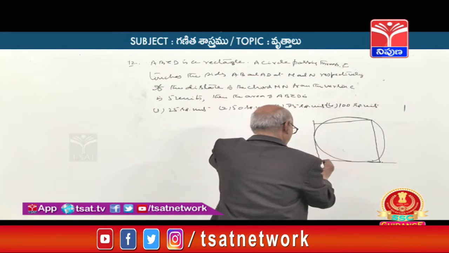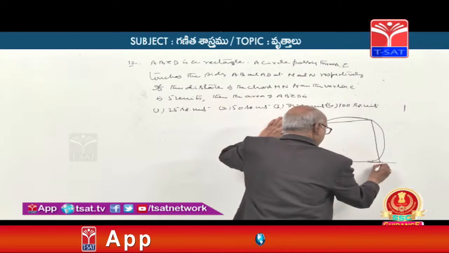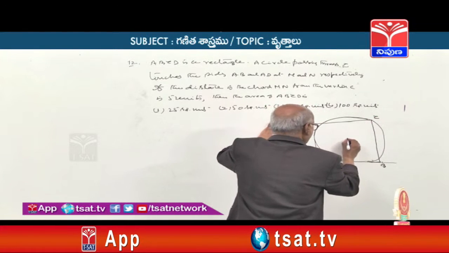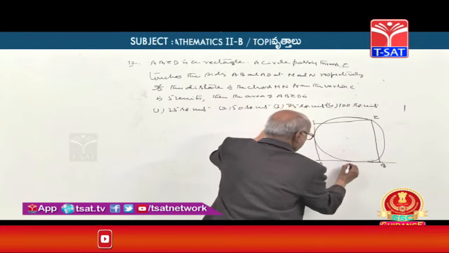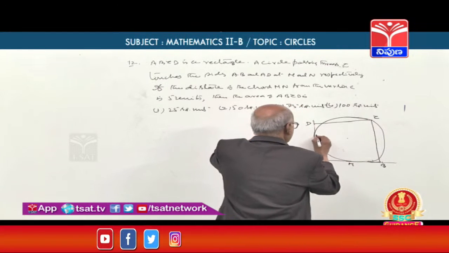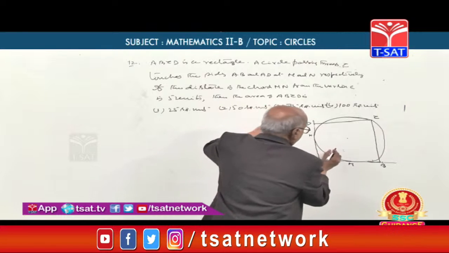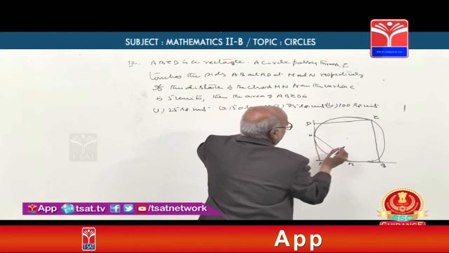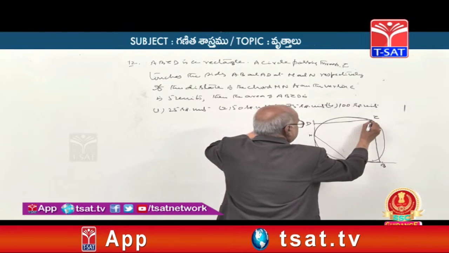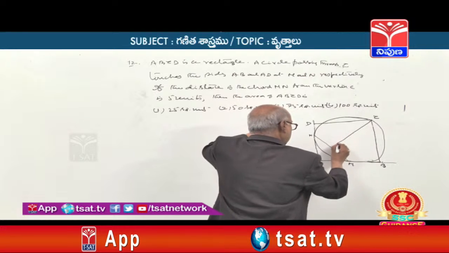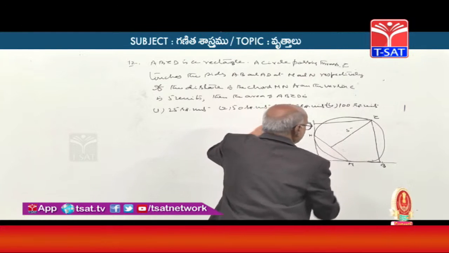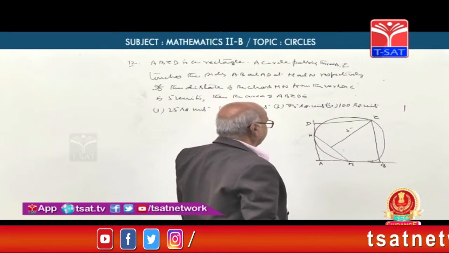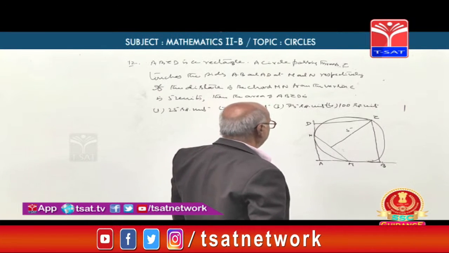It passes through A, B, C, D. So, this is M and this is N. So, MN chord. And the distance of this MN from the vertex C is 5 units. So, with this hypothesis, you have to find the area of the rectangle ABCD.